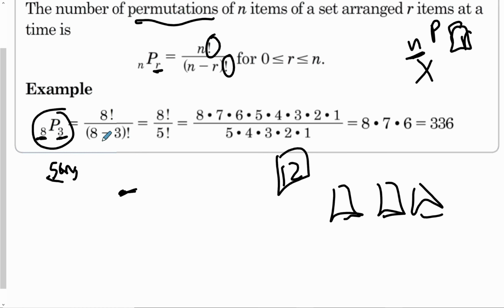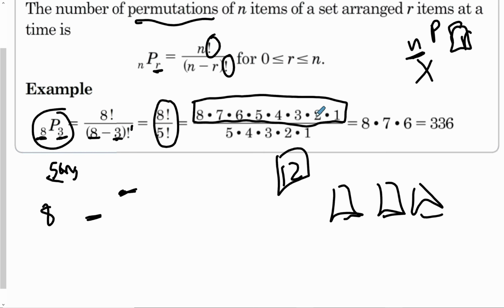A lot of times it might be read as 8 choose 3. So I have 8 to choose from, and I'm choosing 3 of those. How many different ways can I arrange them? 8 factorial goes on top, and on the bottom I take 8 minus 3 first, and then take the factorial. So it's 8 factorial over 5 factorial, because 8 minus 3 is 5. 8 factorial means I go all the way down from 8 to 1, and 5 factorial means I go down from 5 to 1.